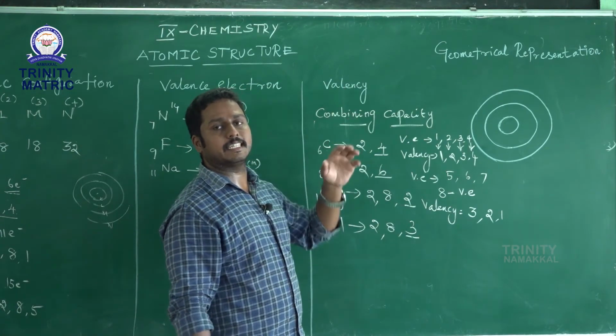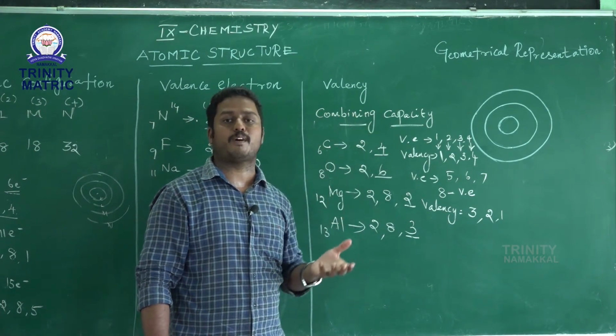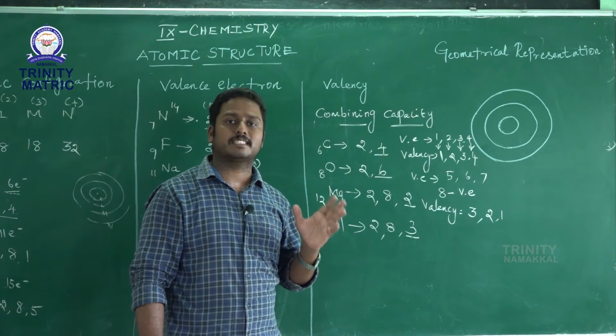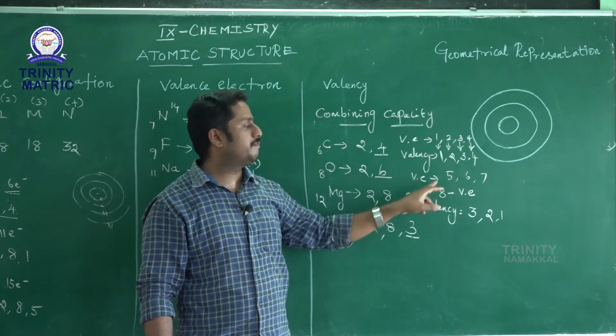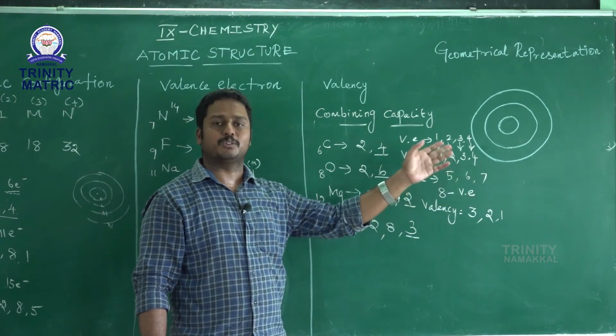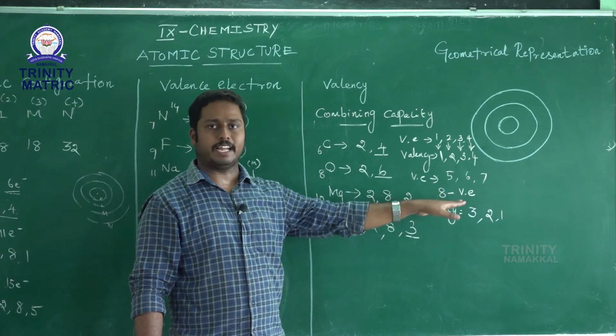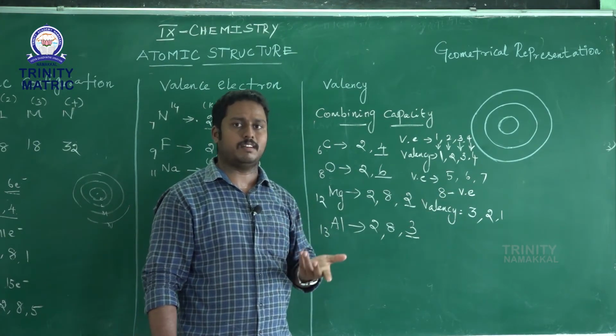So valency is the combining capacity of the element. The valency can be found with the help of the valence electron. If the valence electron is 1, 2, 3, 4, the valency is the same. If the valence electron is more than 4, like 5, 6, 7, you just subtract those numbers from 8. Okay. So okay sir, if the valence electron is 8, what will we do sir?